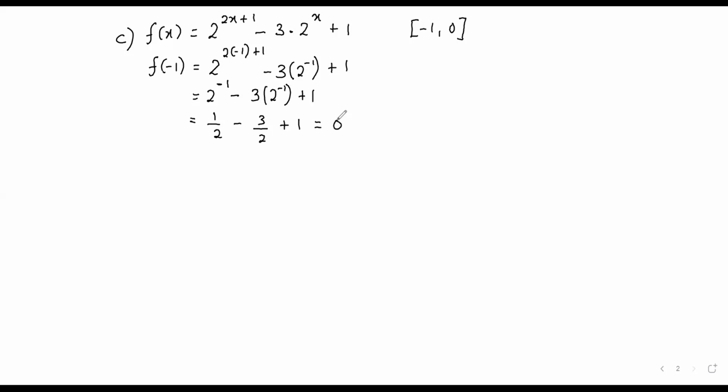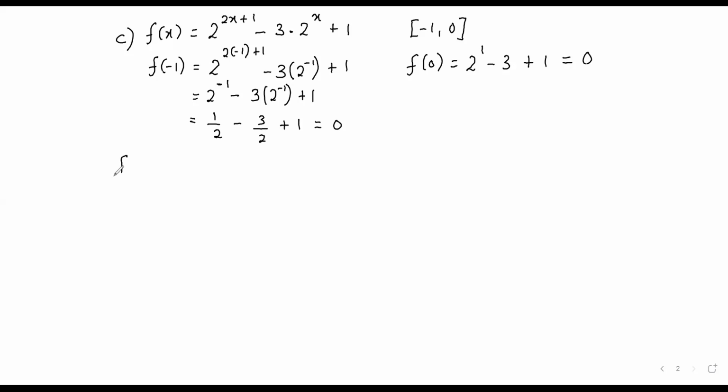Okay. What about f of 0? F of 0 is 2 to the power 1 minus 3 plus 1, which is 0 as well. So we've seen that f of a is equal to f of b, and they're both equal to 0. Meaning we can go on and differentiate.